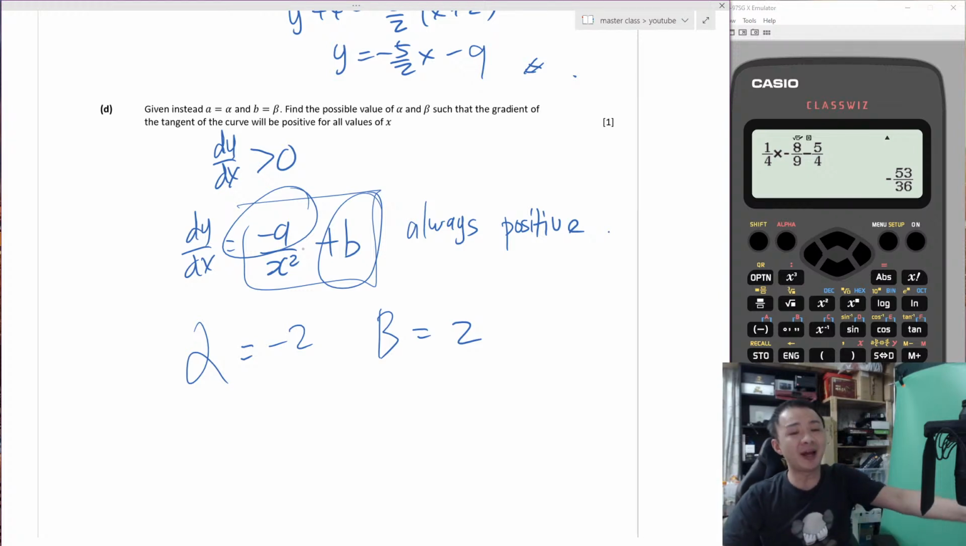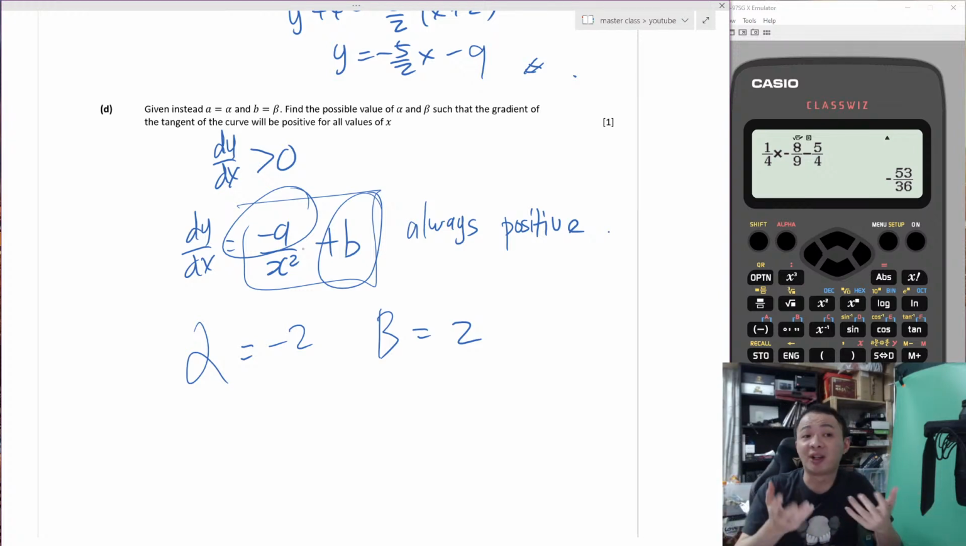Because normally I do the alpha and beta in the quadratic topic. They have something like sum of roots and product of roots. That's the part where we actually do the alpha and beta thingy. But this one is more like a differentiation topic. So it's fine. Just a 1 mark question. Okay, except the last one.